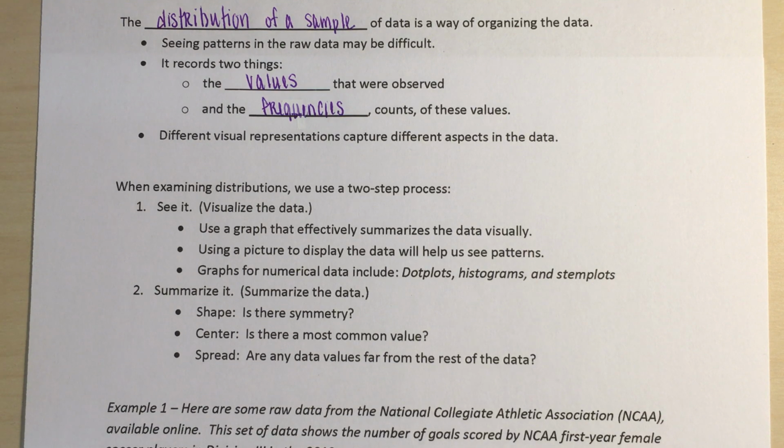Then after we actually visualize our data and come up with our graph, we want to summarize what we see from our graph. We're going to look at a few different things. We're going to look at our shape. Is there symmetry? We're going to look at center. Is there a most common value? And we're going to look at spread. Are there any data values far from the rest of our data? How spread out is our data? So in section 2.1, we're focusing on this first part, actually visualizing our data. And then in section 2.2, we're going to talk about the summarizing portion.